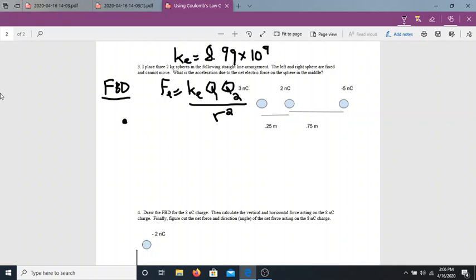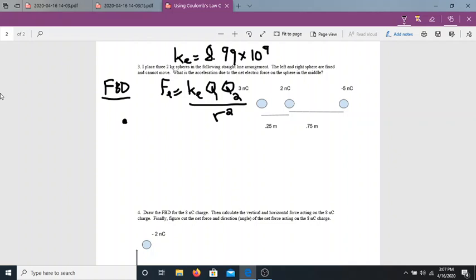So if you can, pause the video here, take about 90 seconds, however long you need to, and draw the FBD for the middle sphere. So that's the 2 nanocoulomb sphere. Okay, hopefully you took some time to draw that FBD.